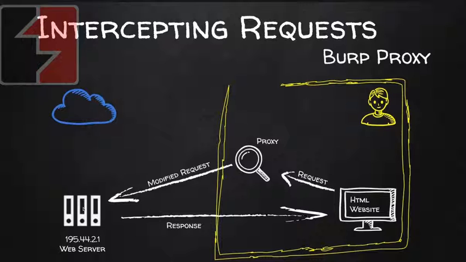When we send a request, instead of sending it directly to the web server, we're going to configure our browser to send requests to Burp instead. So we have a website, we go to pittsburghsteelers.com, we go to the proxy, modify the request, we hit the web server, which shows the IP address, we make a response, and then it goes to the HTML website.